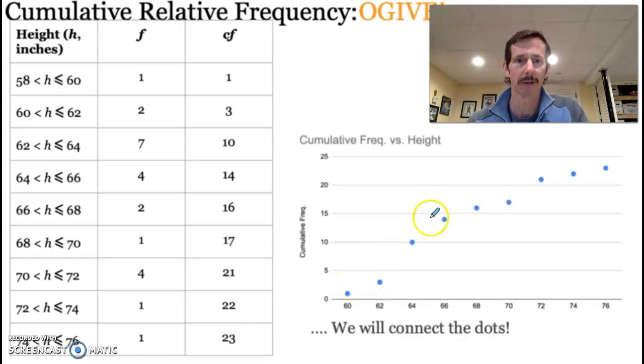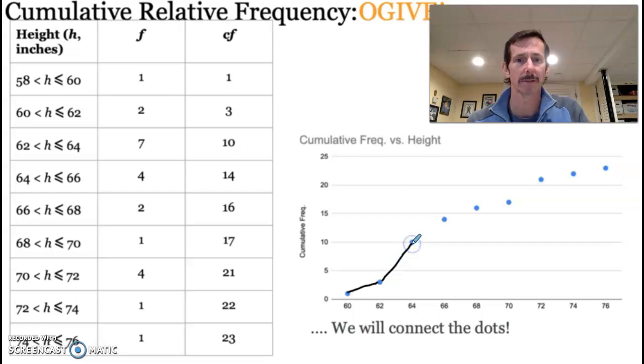So this is not the entire ogive, but this is a cumulative frequency of height. So again, at 60 we're at 1, at 62 we're at 3. By the time we get to 64, we're up to 10. And then the final thing you would do is put dots at each of those, and then you would connect them with segments.